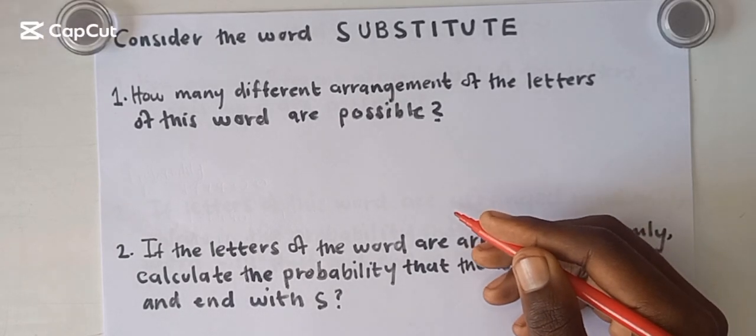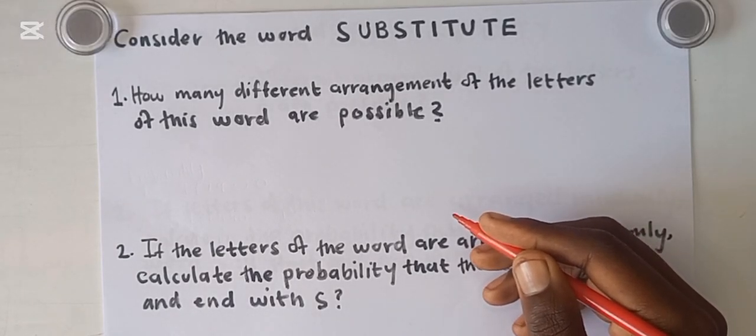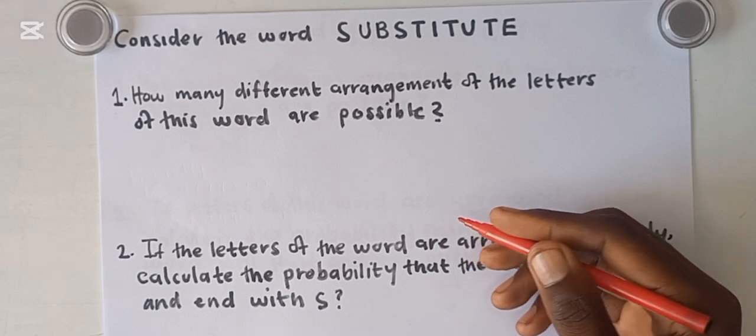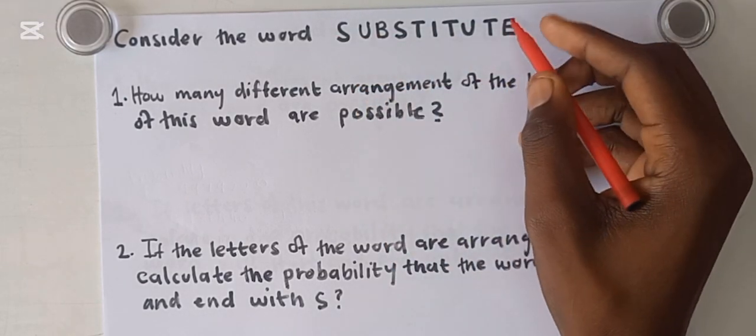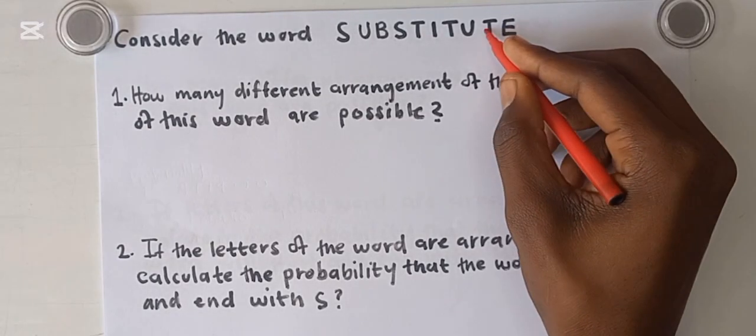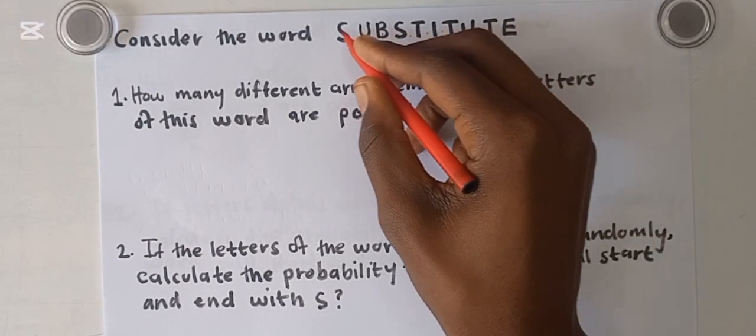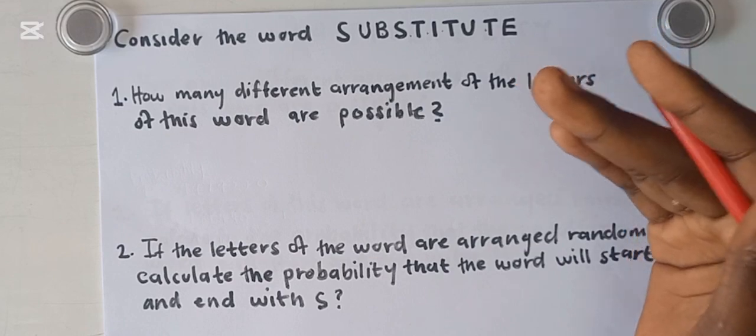So they say consider the word substitute. How many different arrangements of the letters of this word are possible? So we know that when we deal with this kind of problem, we have to first count how many letters we have, which is 1, 2, 3, 4, 5, 6, 7, 8, 9, 10. We have 10 letters.